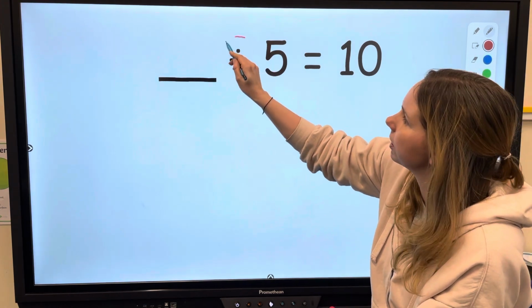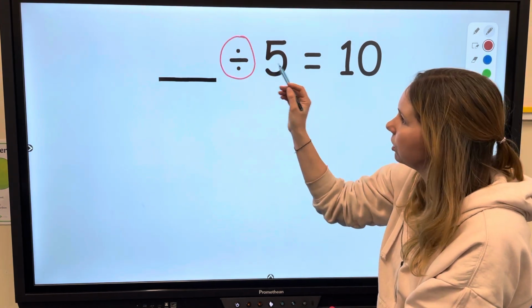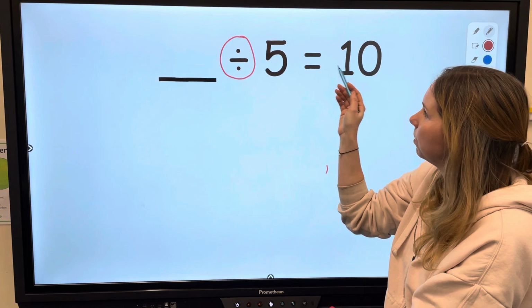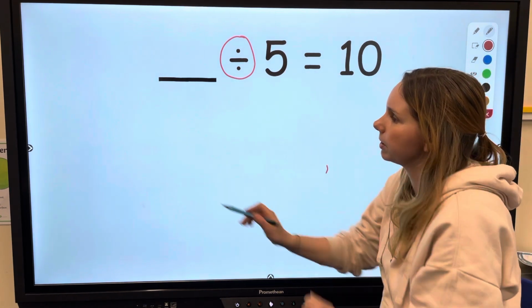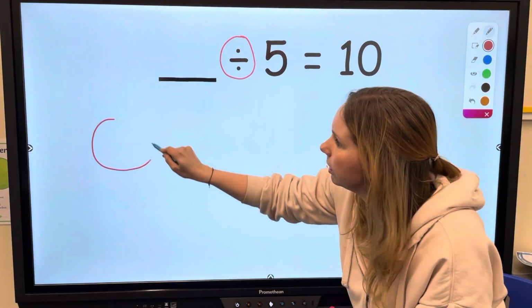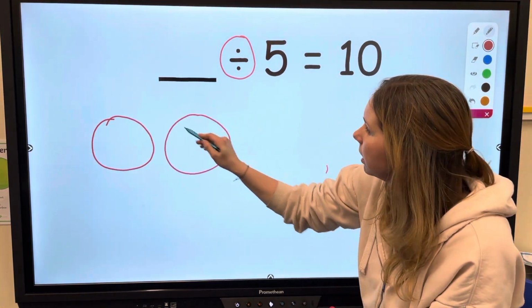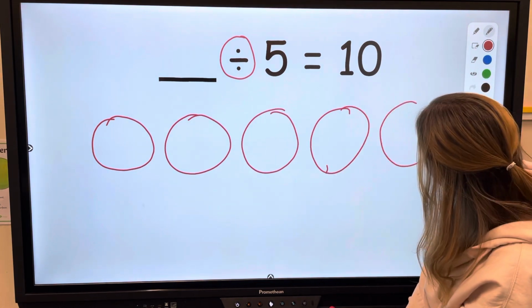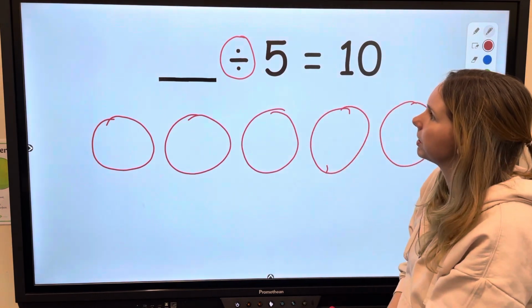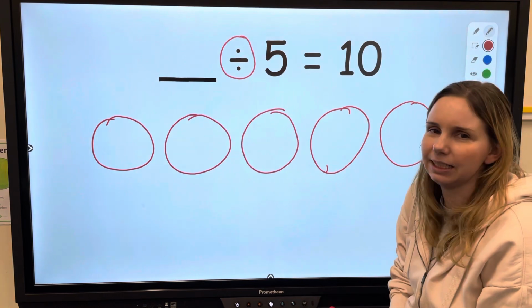Something, I'm going to circle this, divided, shared into 5 groups equals 10. So I know in 5 groups, I'm going to draw this out, 1, 2, 3, 4, 5. In 5 groups, I've got 10 in each group.